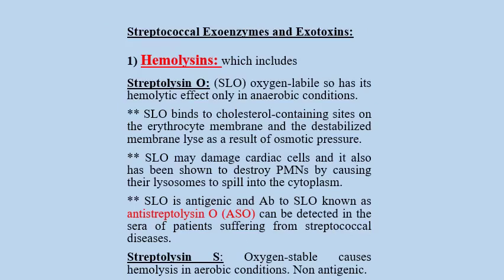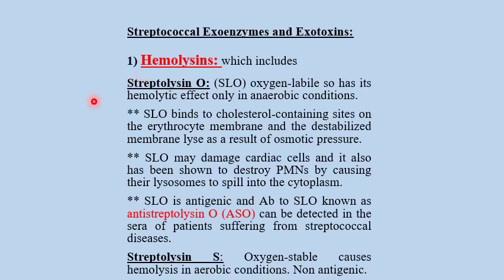Now we want to see the virulence of this strain. Why is it highly virulent, considered a major human pathogen, and causes many different diseases? First of all, we can see the exoenzymes and the exotoxins. The first virulence factors are of course the capsule and the M protein, which have antiphagocytic properties.